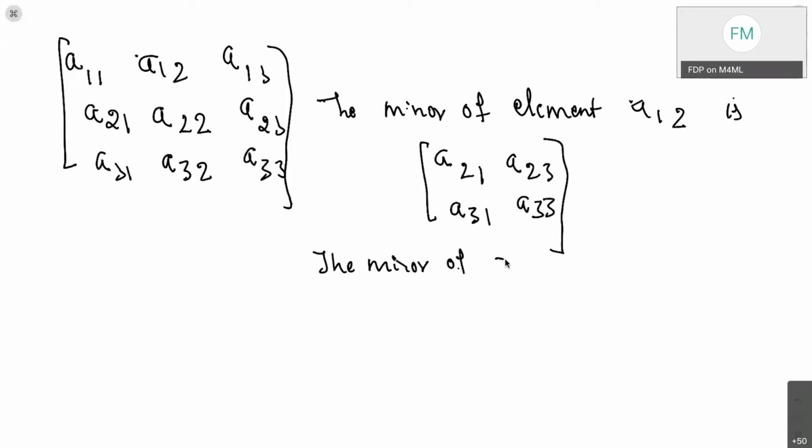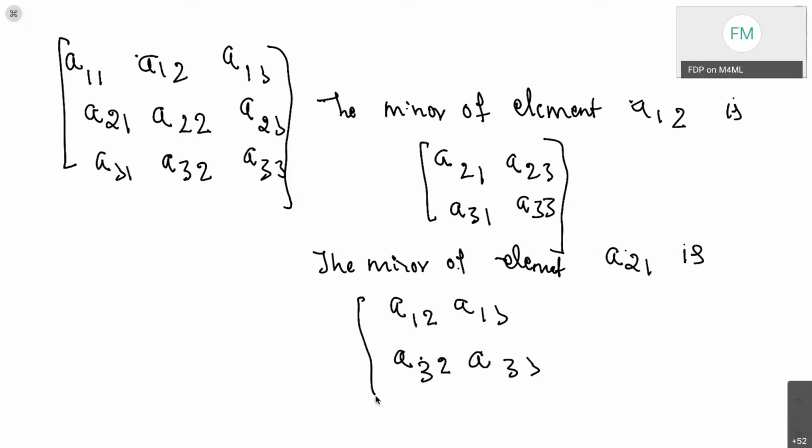Similarly, the minor of element A21 is A12, A13, A32, A33. Okay, right? So this is how we try to find Laplace expansions in this. We just try to reduce this until we get a 2 cross 2.